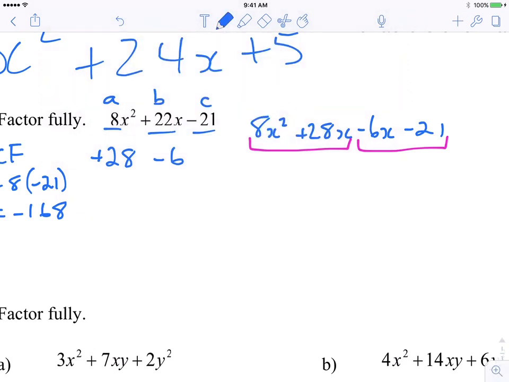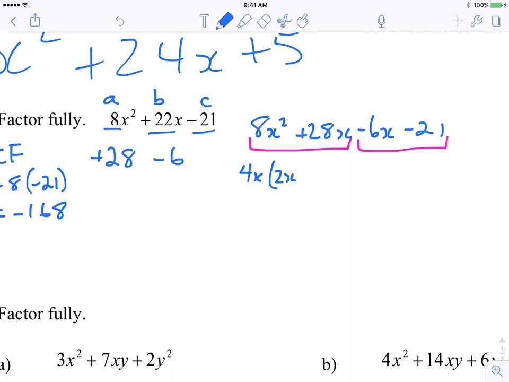So the greatest common factor between 8x squared and 28x is 4 for the numerical coefficient and x for the variables. We could take a 4x out of each. 4 times 2 is 8, and x times x will be x squared. So 4x times 2x is 8x squared. And remember, you can take 8x squared and divide it by the greatest common factor, and you'll be left with 2x. It's another way of figuring out what you put in the brackets.